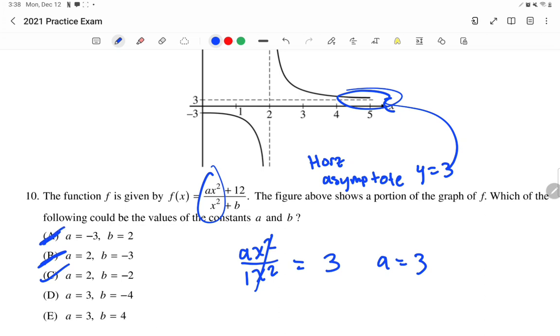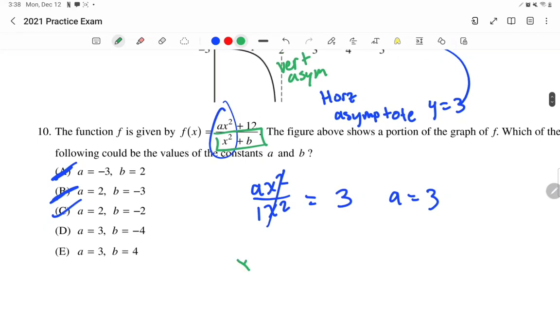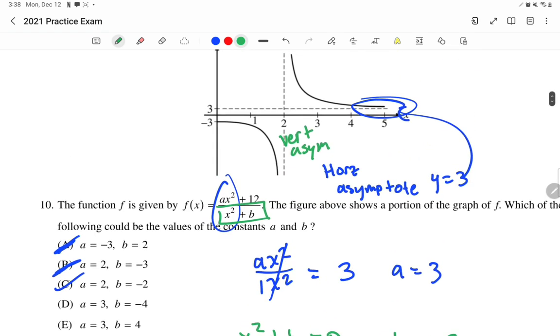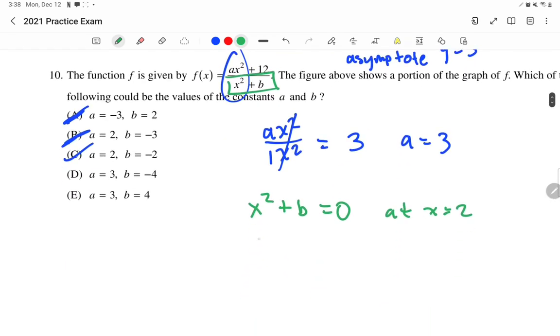Now to get b, that's a vertical asymptote. So this vertical asymptote, we get those when the denominator equals 0. So that means x squared plus b has to equal 0 at x equals 2, right? That's where this is happening, at x equals 2. So that would be 2 squared plus b equals 0. So 4 plus b equals 0. So b is negative 4.